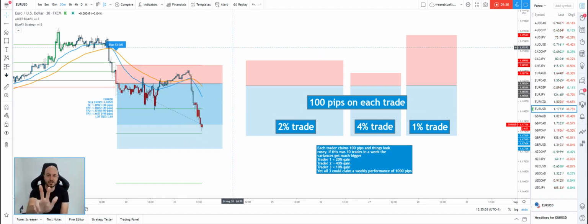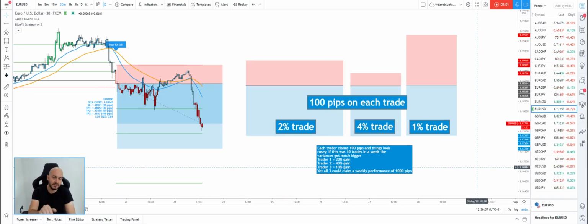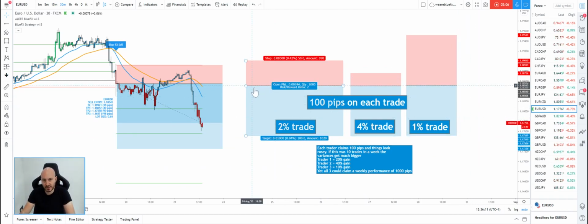But anyway, right, let's imagine there's three traders, trader A, B, and C. They could be trading groups or communities that you follow. Let's say every single one of those three traders claims to make 100 pips on a trade. So they're all celebrating a 100 pip trade. Now, one trader could make 1%, one trader could make 4%, one trader could make 2%. And I bet you're wondering why. Well, it's all based on what their initial stop loss was.